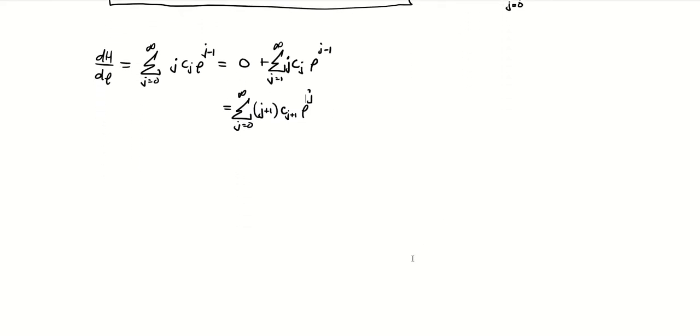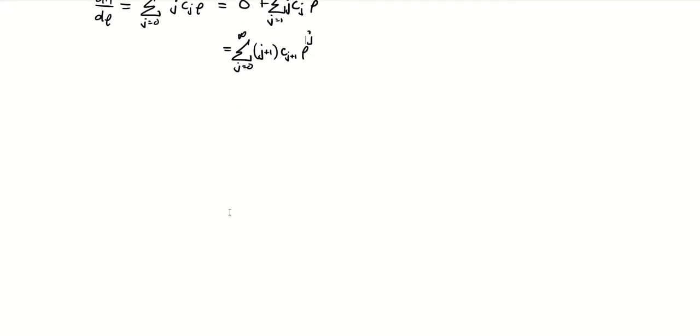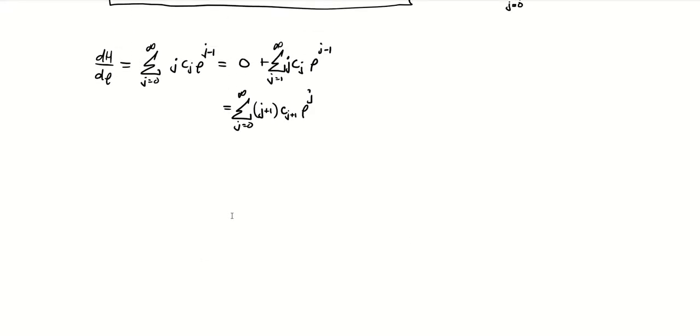The second derivative of that is then going to be the sum over j equal to 0 to infinity of j plus 1 times j times c_j plus 1 rho to the j minus 1. And that's what our second derivative is.